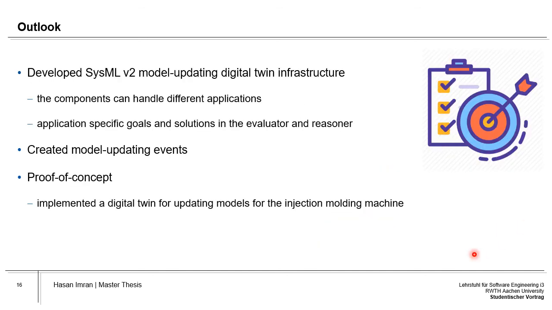Just to summarize, we talked about a model updating digital twin infrastructure, which supports updating SysML v2 models. We talked about how the components can now handle different applications. So it's not specific to one application now, but because of the approach of the infrastructure, you can now have multiple applications running in the same digital twin. We also added specific goals and solutions. So the evaluator now, once an event is triggered, creates not a general goal, but a specific goal of a type corresponding to an application.